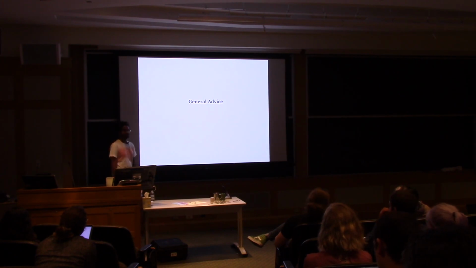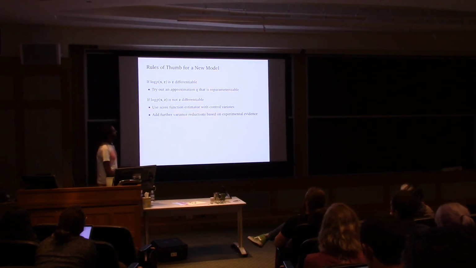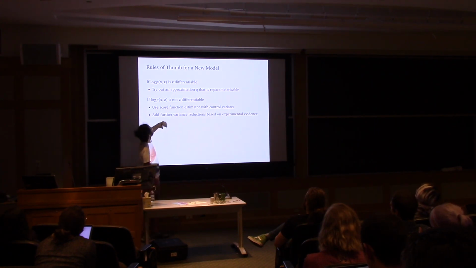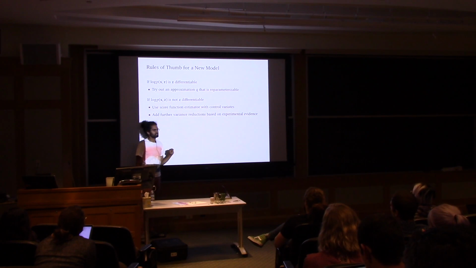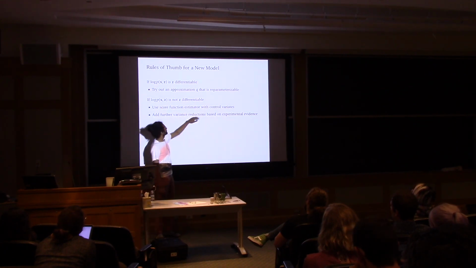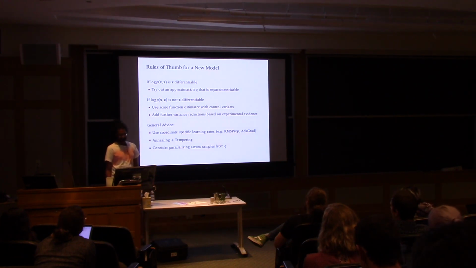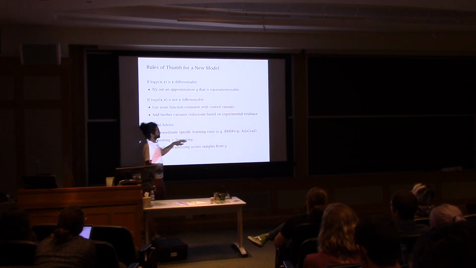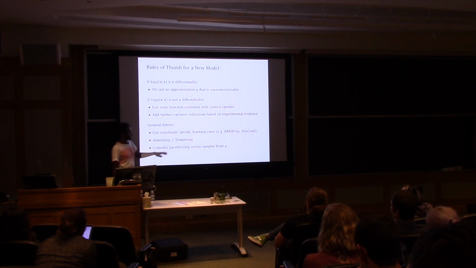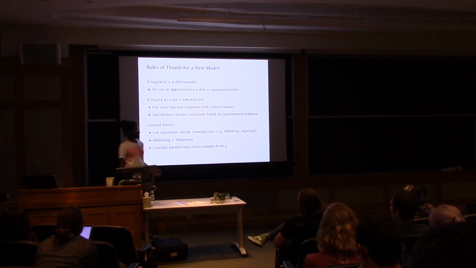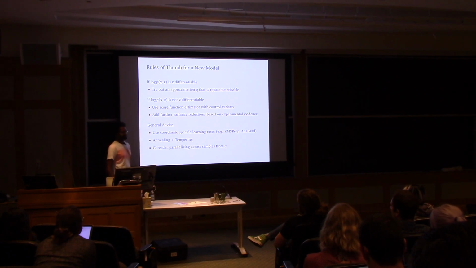So here's some general advice that I'm going to end with. If you want a rule of thumb for a new model, you can see if your model is differentiable. If it is differentiable, choose an approximation that is reparameterizable. If it's not differentiable, you can try the score function, maybe reduce variance or take some continuous relaxation. That might help you further. You want to set learning rates using modern learning rate tools like RMSProp, Adagrad, or Adam. You can parallelize your computation across samples for speed, and you might want to use some techniques from physics to help with the optimization process. Sounds great, right? Sounds really simple.